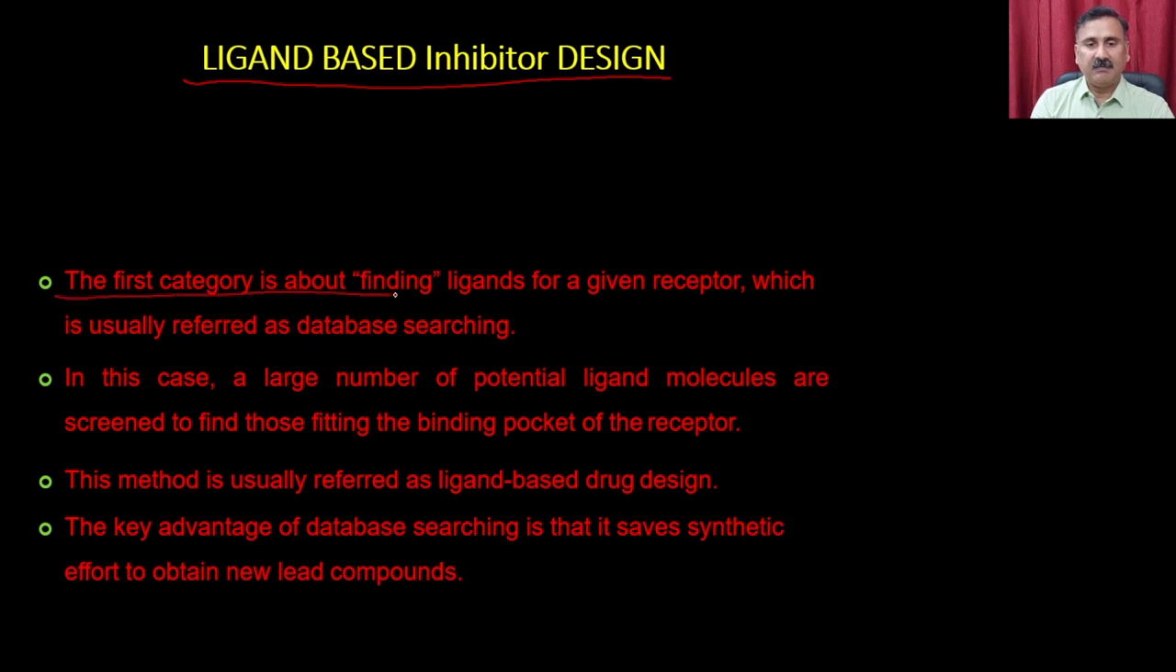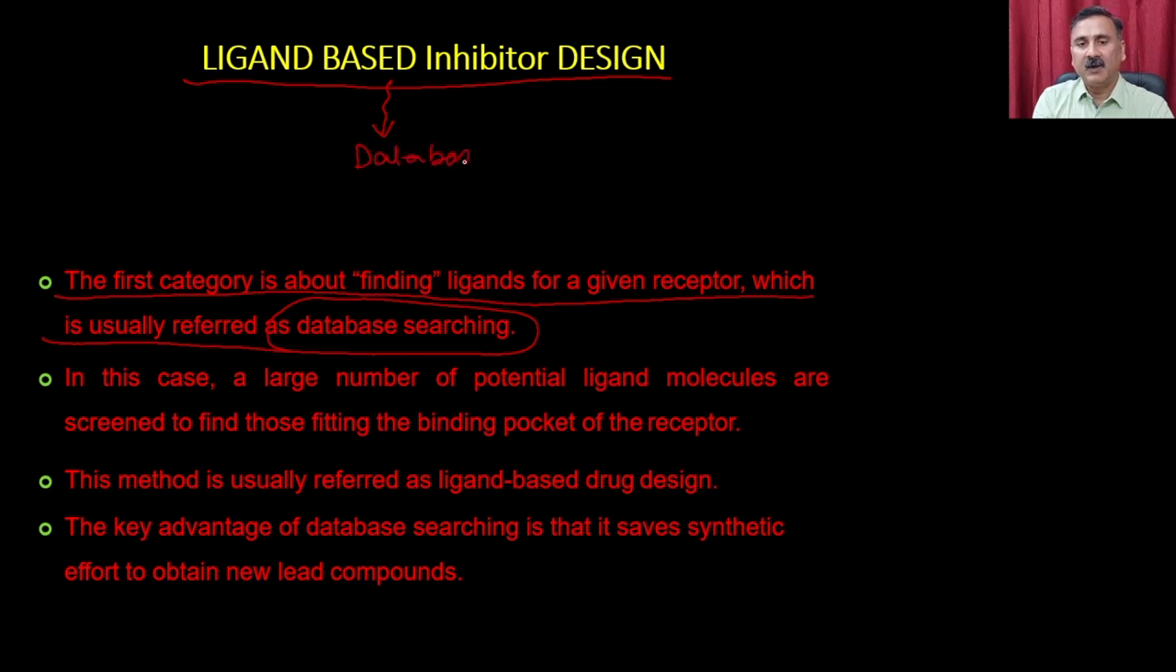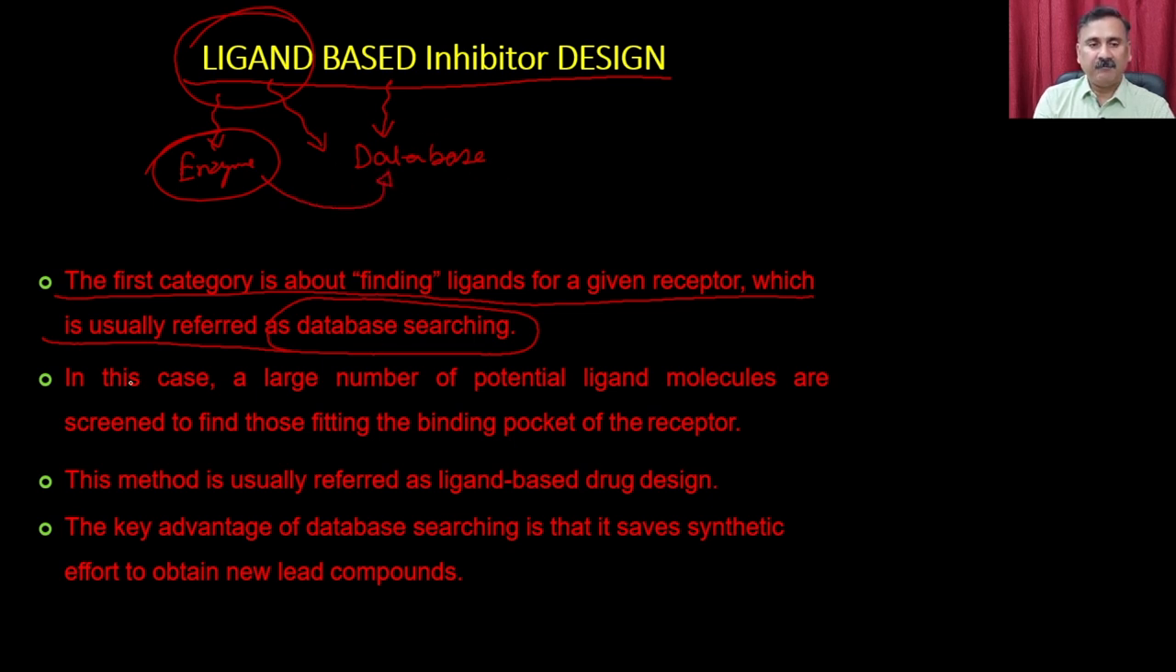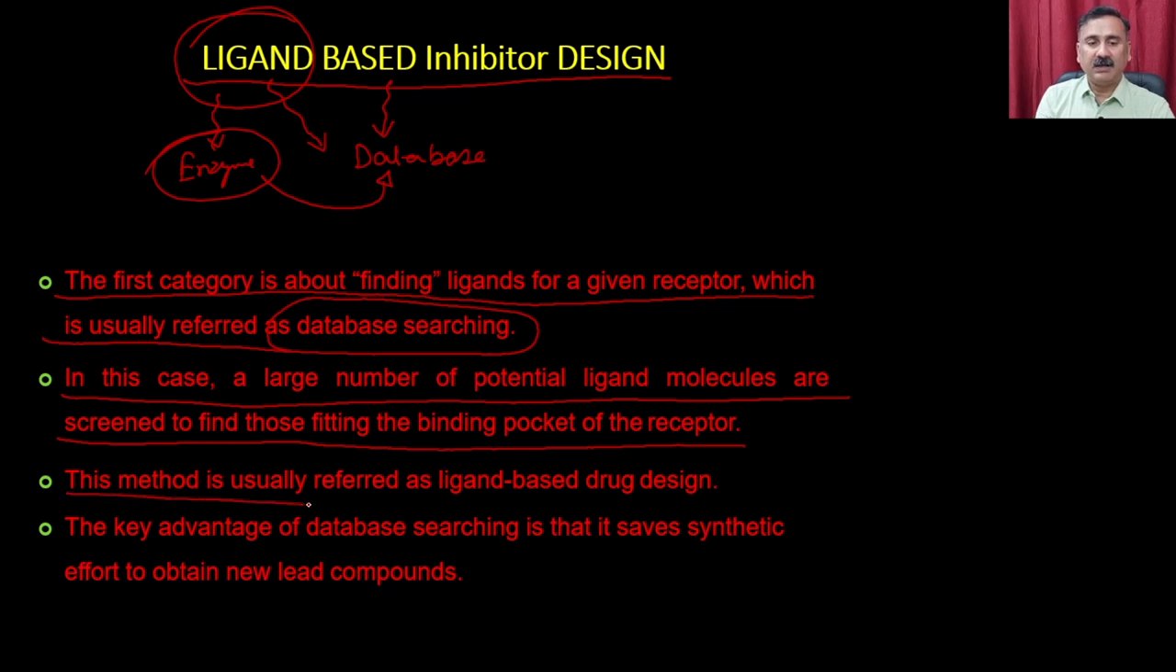So the first category is about finding ligand for a given receptor, which is usually referred to as database searching. Ligand-based inhibitor design means you are going to search the database taking this ligand into account. You know that this ligand binds to that particular enzyme, or it is an inhibitor for it. So now you use this and identify another molecule in the database. In this case, a large number of potential ligand molecules are screened to find those fitting the binding pocket of the receptor. This method is usually referred to as ligand-based inhibitor design.